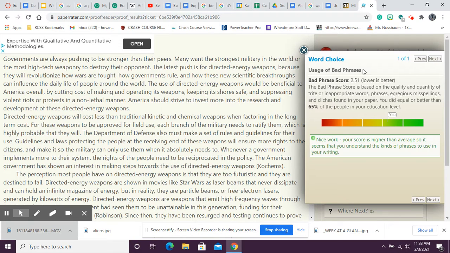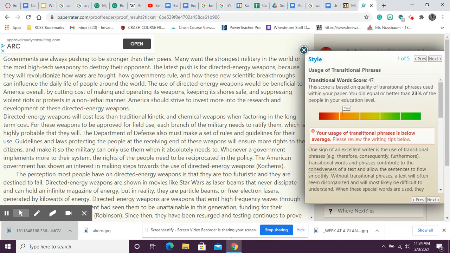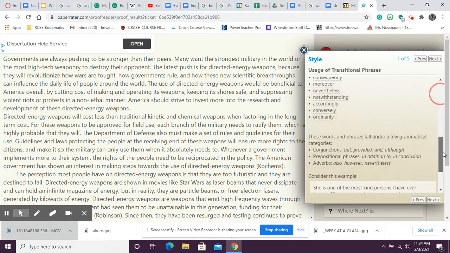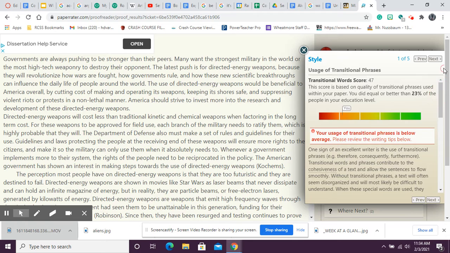So use of bad phrases. Bad phrase scores are based on the quality and quantity of the trite, inappropriate words, phrases, erroneous spellings, and cliches found in your paper. It says you did better than 65% of the people in his education level. So it's comparing you to other people. The lower is better, okay? So transitional phrases are low. So it actually has down here suggestions that you can make your transitional phrases better, okay?